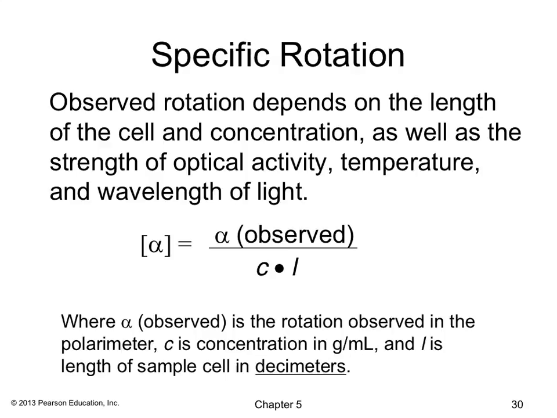Specific rotation. The observed rotation depends on the length of the cell and the concentration, as well as the strength of the optical activity, temperature, and wavelength of light. So here's the equation that you're going to need to know and memorize, where the alpha observed is the rotation observed by the polarimeter. C is the concentration in grams per milliliter. L is the length of the sample in decimeters. And so this will give you the specific rotation.